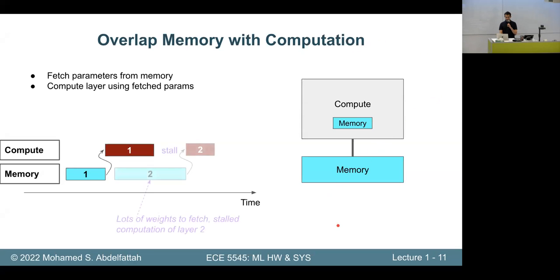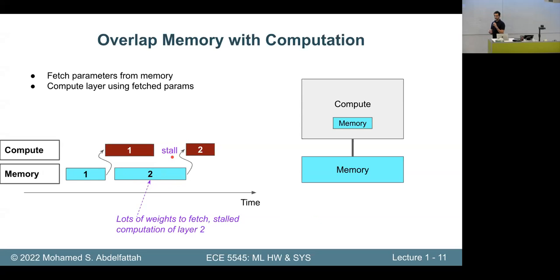Then when I want to execute layer 2, what if layer 2 has a lot of memory and it takes a very long time to fetch that set of parameters from external memory? In this case, that's what happens. You have lots of weights to fetch. So that stalls the computation of layer 2, and that will slow down your execution.